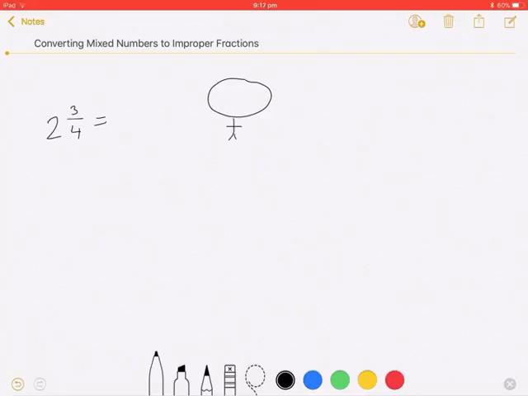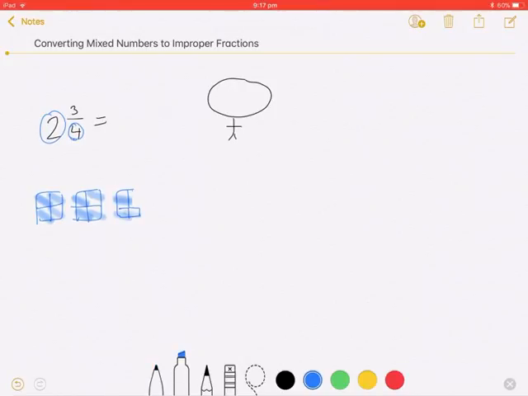So basically what I've got to ask myself is, in this 2 wholes, what does that mean? Well, my whole needs to be broken up into quarters because that's what my denominator said. So if I've got my 2 wholes here, broken up into quarters like that, I can colour those in because that's my 2 wholes. And I've also got this 3/4 over here. There we go. That's my 3/4.